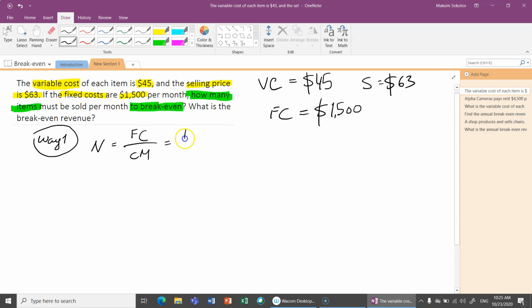So what is the fixed cost? It's 1,500. And what is the contribution margin? Contribution margin is the difference between selling price and variable cost, right? So let me write it here somewhere. Contribution margin will be selling price $63 minus $45. So contribution margin is $18.